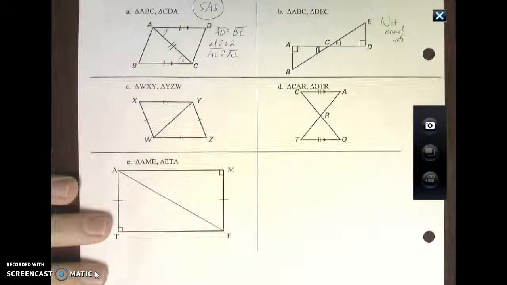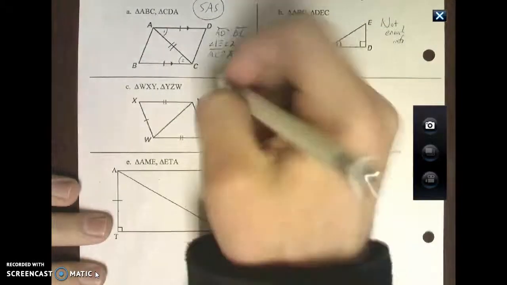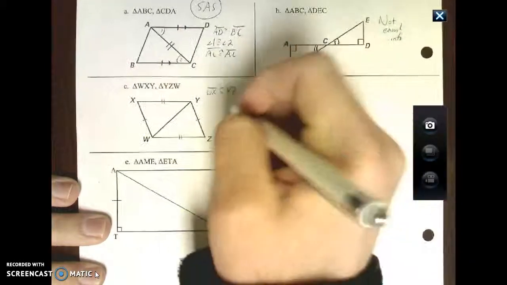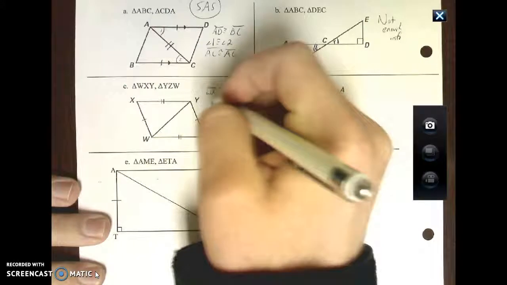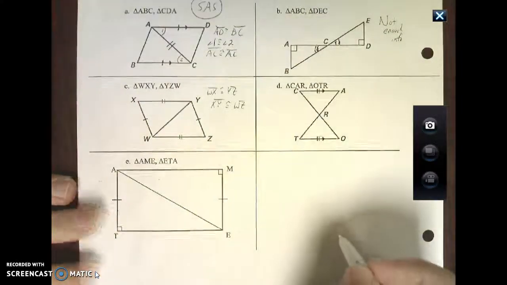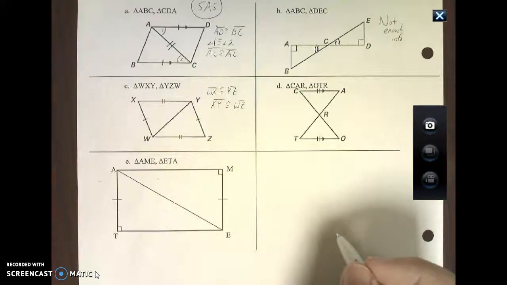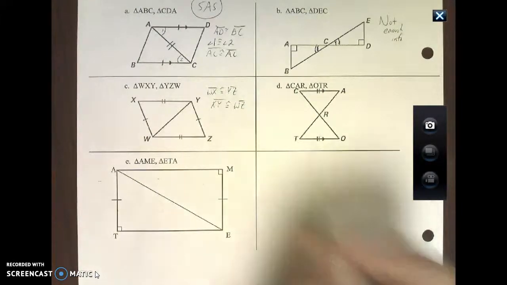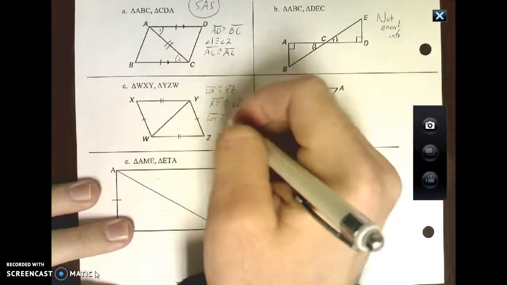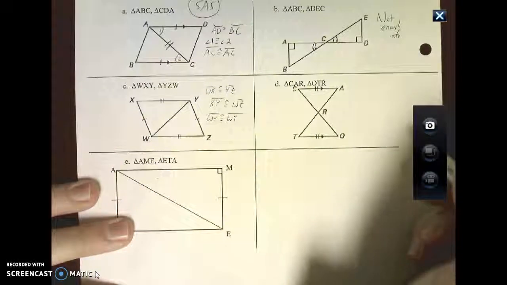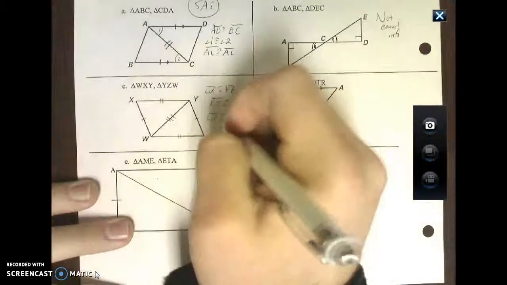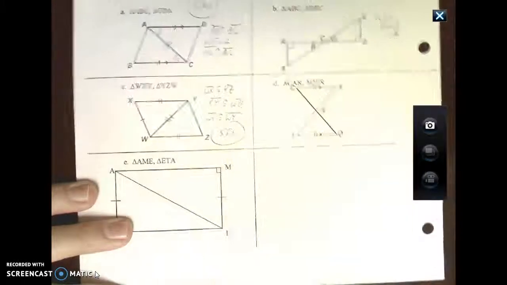Okay. Part C. I have side, so I have WX is congruent to YZ. I have XY is congruent to WZ. And if I'm looking for a third side or a third angle, so on and so forth, okay, you'll notice that WY is congruent to itself. So, I have three sides. Here is your S, S, S.